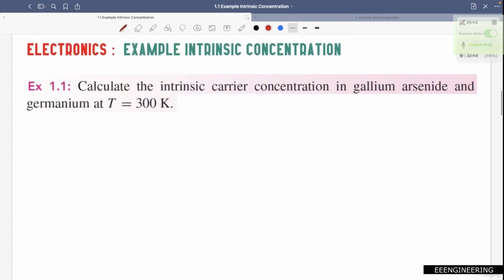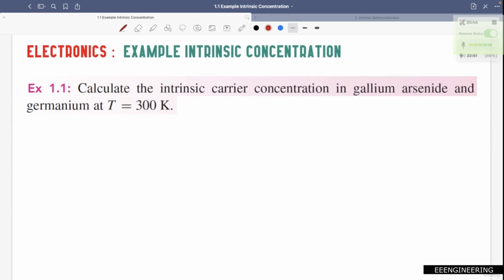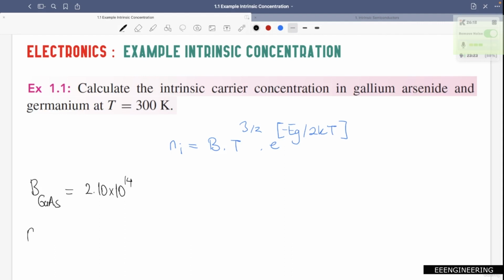Now I'm going to move on with the other question, which says calculate the intrinsic carrier concentration in gallium arsenide and also germanium at T equal to 300K. First of all, again, let me put the formula. Ni is equal to B times T to the power 3/2 times e to the power of minus Eg over 2kT. This is the formula we are going to use. The B constant for gallium arsenide is about 2.10 times 10 to the 14, and for germanium that value is about 1.66 times 10 to the 15.